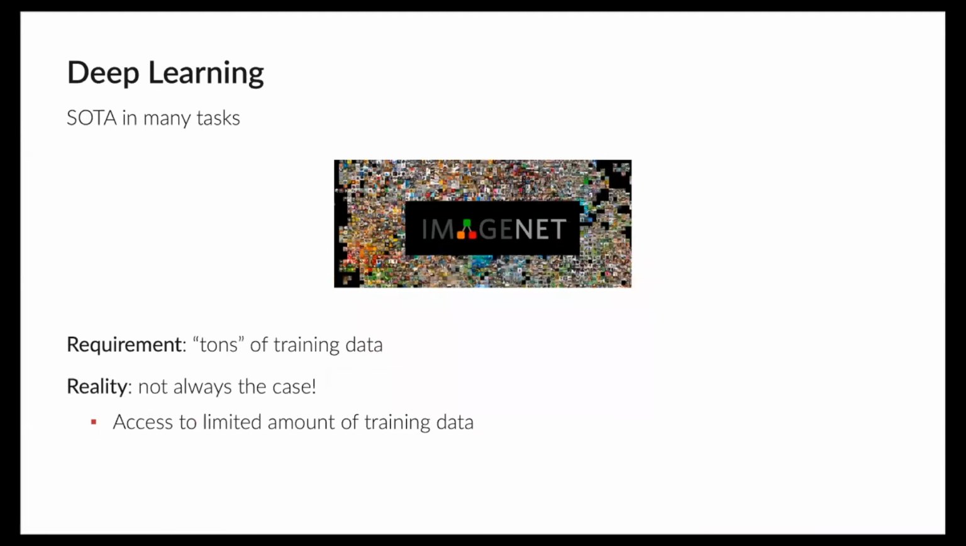Deep learning has achieved impressive results in multiple tasks, like image classification, mainly due to the availability of huge amounts of training data. However, in many real-world applications, we only have access to a limited amount of training data, and hence deep learning does not always perform the desired way.